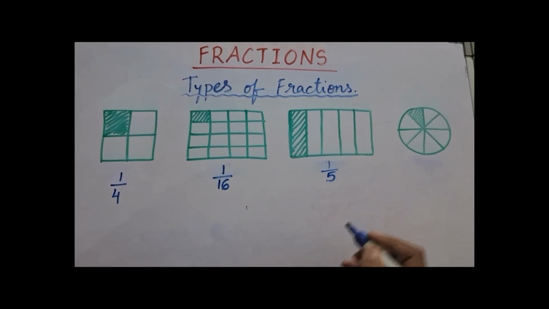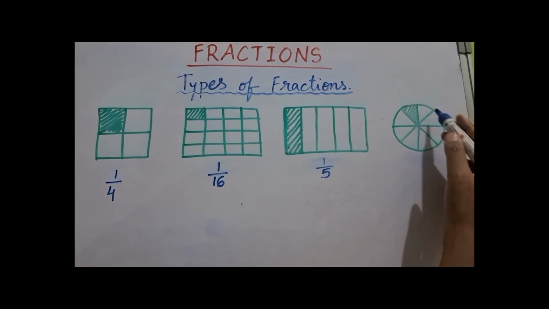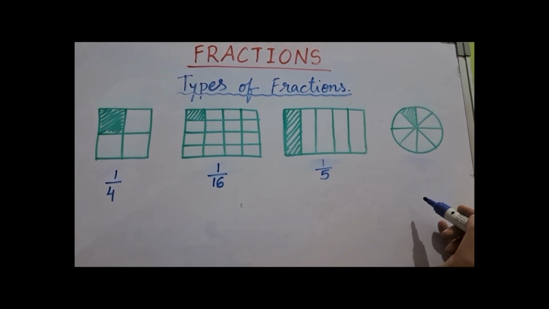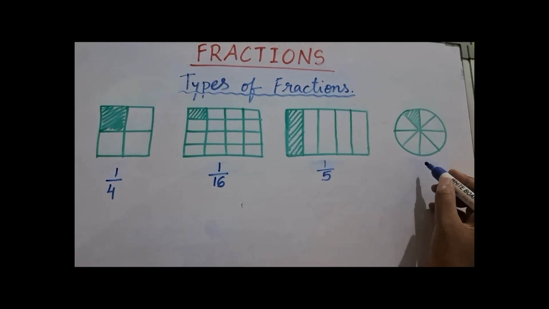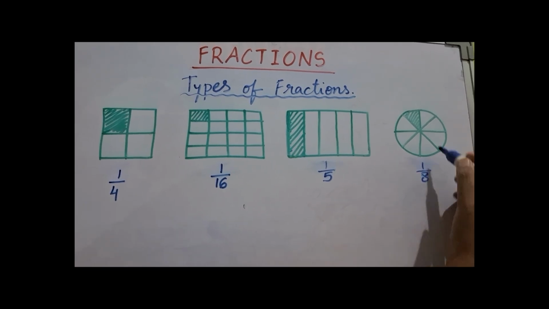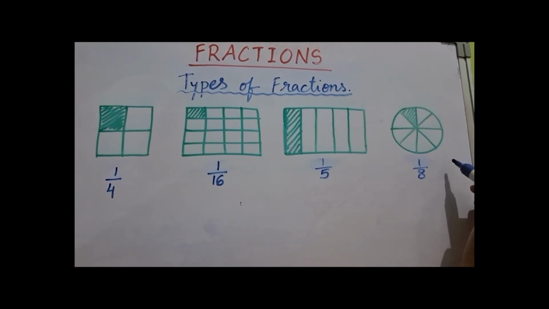Okay, children. Next, here also this circle is divided into 8 equal parts and only one part is shaded. So this shaded part can be written as 1 by 8. That means the shaded part is 1 by 8th of this whole thing.